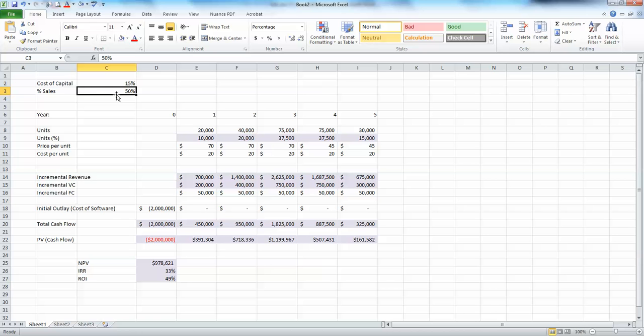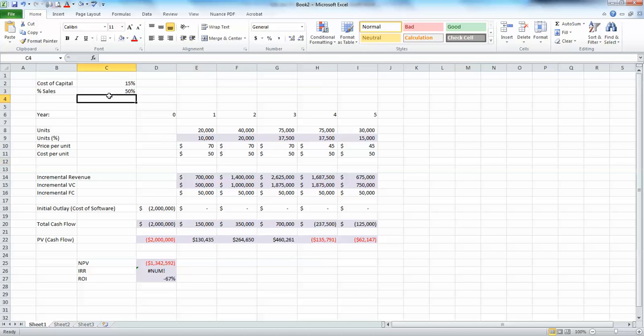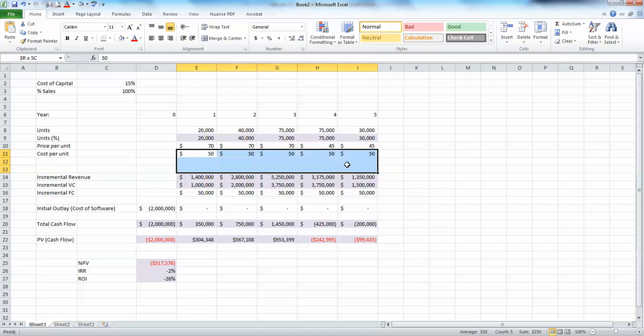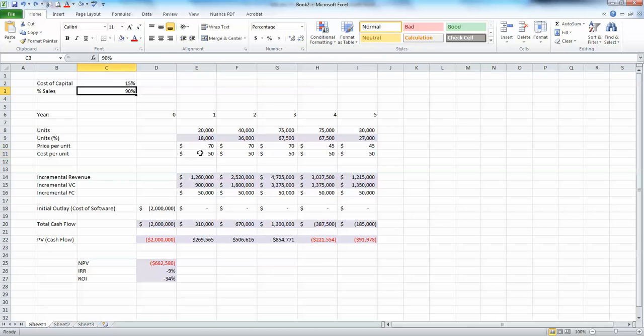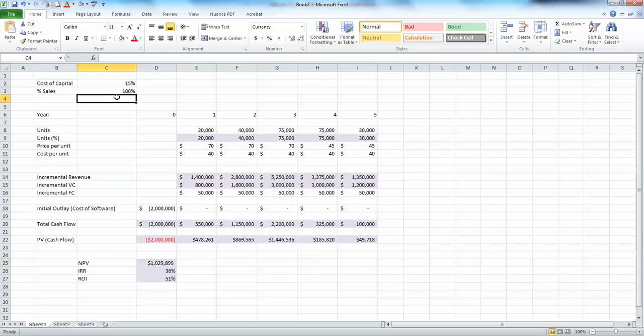It's pretty high. So, going back to the $50 cost, I'll show you what happens. If we were looking at 80% of sales, we're in the negatives here. We're not going to do this project. So if we were a little pessimistic about it with that high of a cost per unit, we won't do it. Same if we dropped it, say we dropped it down to 40. So $1 million is our NPV, and 80% of that, actually we'd still be doing it.